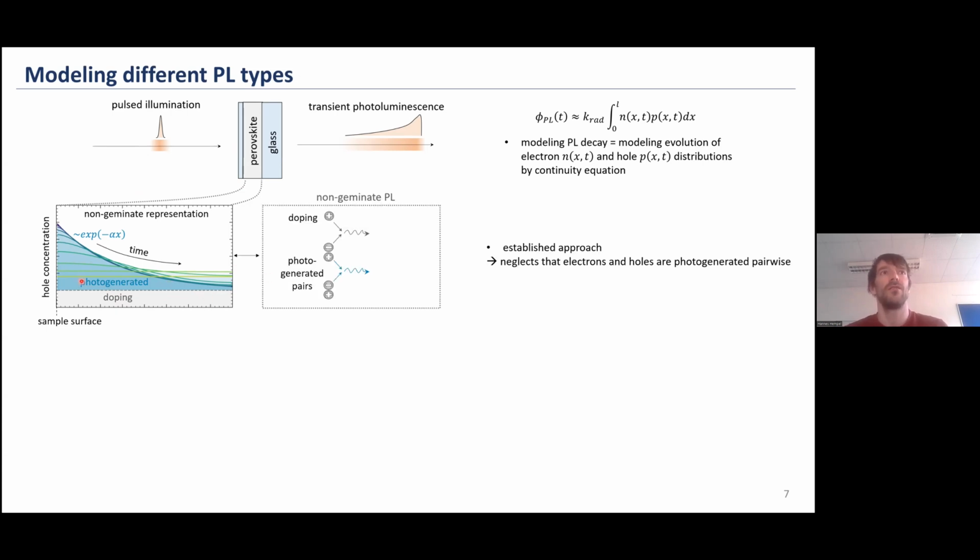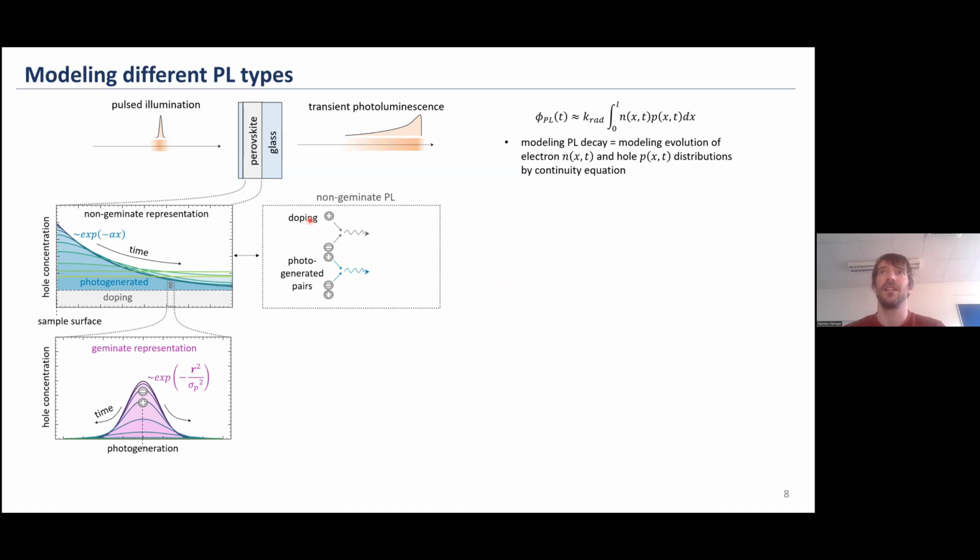And so if you plug these distributions into this equation up there, you get basically the non-geminate PL. And this is an established approach and really nice. However, it neglects something. It neglects that each of these photons which come in here generates an electron and a hole at the same position. And then you can write that up quite differently.